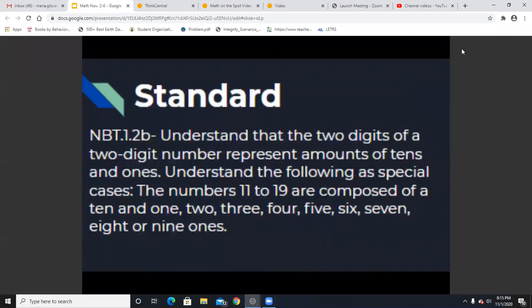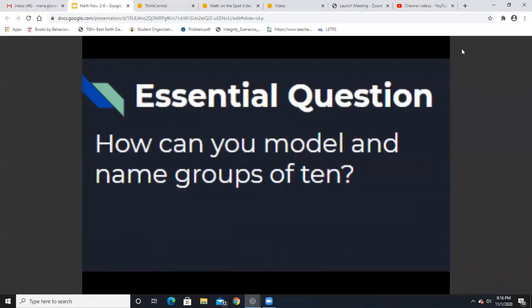Our standard is NBT 1.2b. Understand that the two digits of a two-digit number represent amounts of tens and ones. Understand the following as special cases. The numbers 11 to 19 are composed of a 10 and 1, 2, 3, 4, 5, 6, 7, 8, or 9 ones. Our essential question today is, how can you model and name groups of 10?